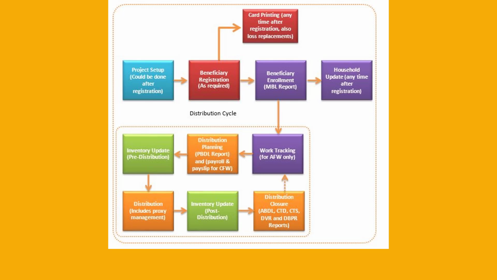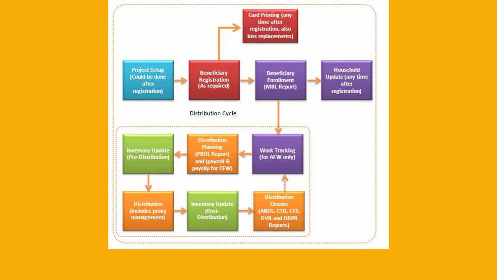From there on, we go to the beneficiary enrollment, which includes what we call a master beneficiary list report. After this step is done, we need to do a household update, which is done anytime after the registration has been conducted. Now we enter into the distribution cycle of LMMS, which includes 6 major steps. We start by doing an inventory update, or what we call a pre-distribution. Then the actual distribution happens, and this includes proxy management.